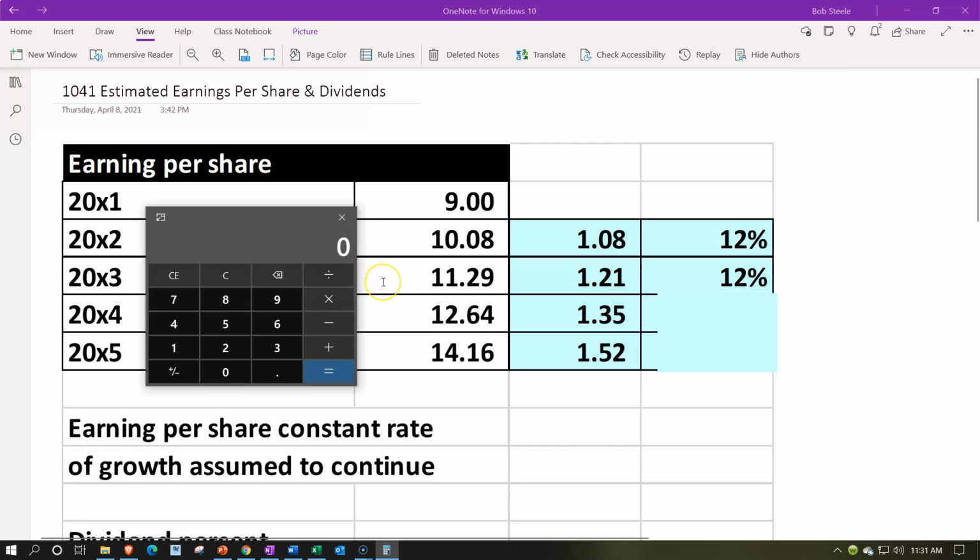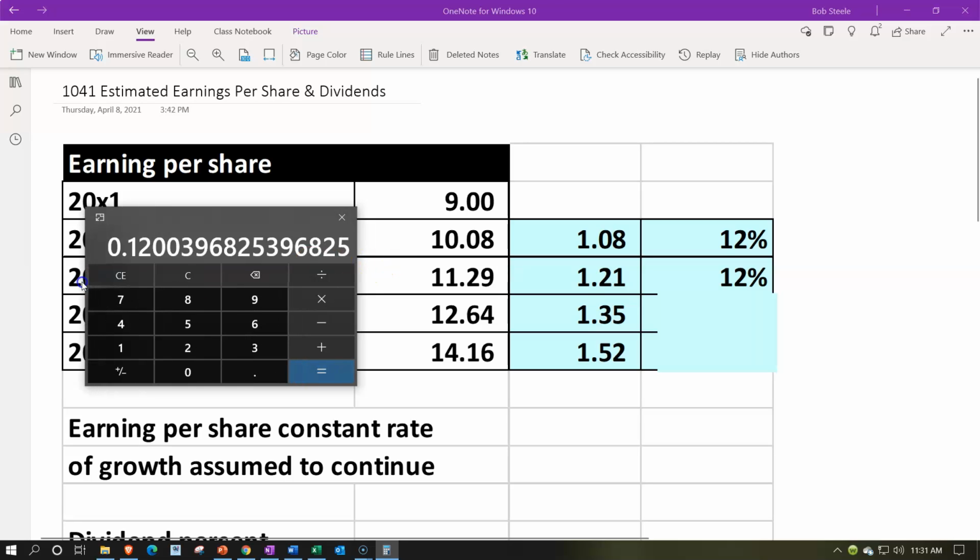So in any case, we've got the 11.29 minus the 10.08. That's going to give us our 1.21. If we take that and divide it by the prior year again, the 10.08, we get, once again, about 0.12, about 12%.